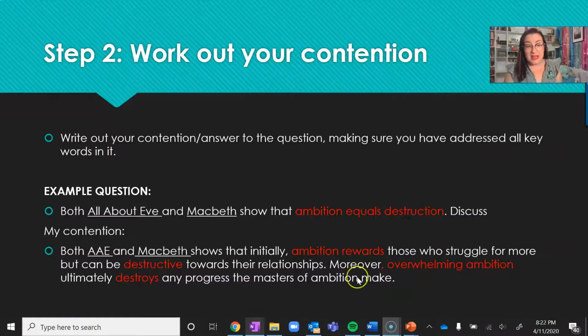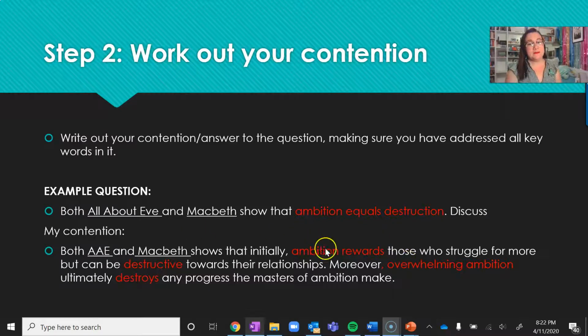Okay. So the example question is the same, and my contention that I came up with for this question is as follows. Both All About Eve and Macbeth show that initially ambition rewards those who struggle for more, but it can be destructive towards relationships. Moreover, overwhelming ambition ultimately destroys any progress that the masters of ambition make. Okay, so I've kind of got my idea there.